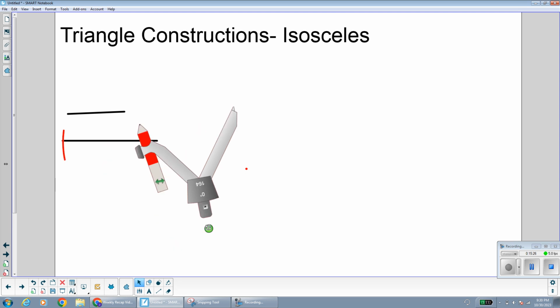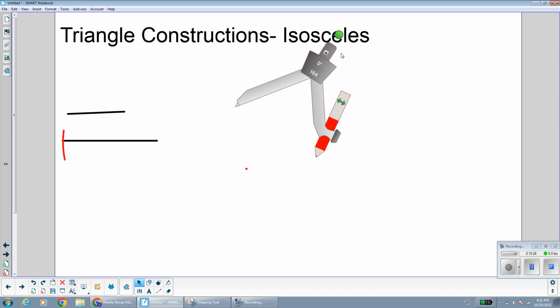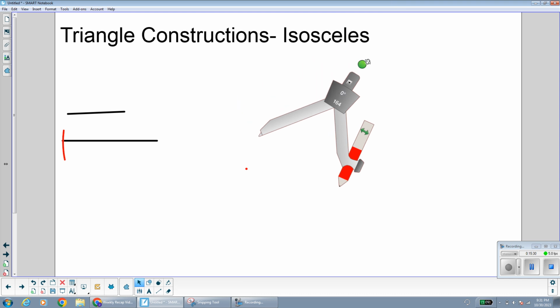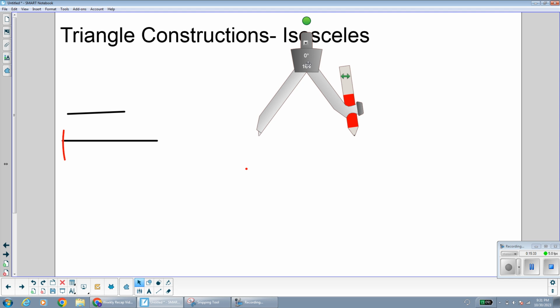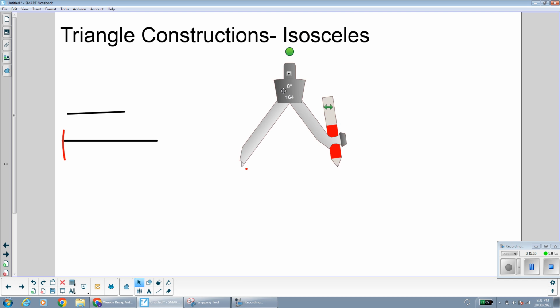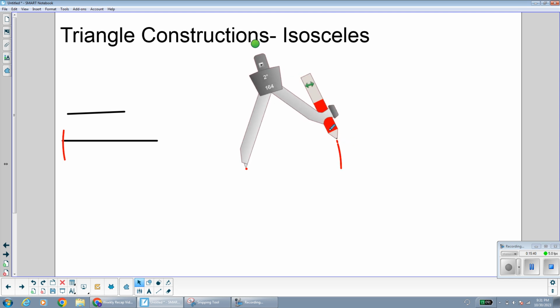I'm going to take that measurement and I'm going to bring it over to my new starting point, and I'm going to make an arc. Using my straight edge, I'm going to connect together, and that's going to be one side of my triangle.